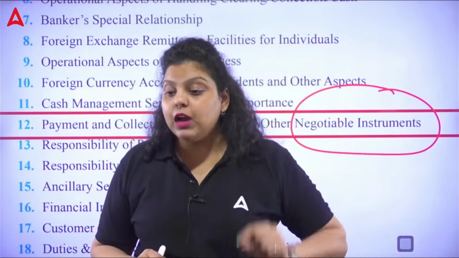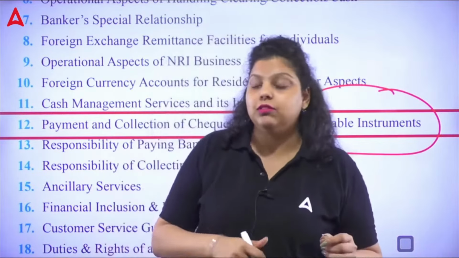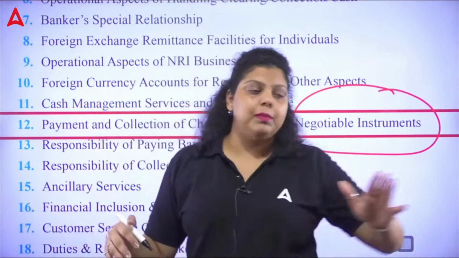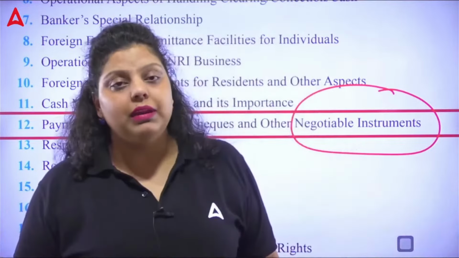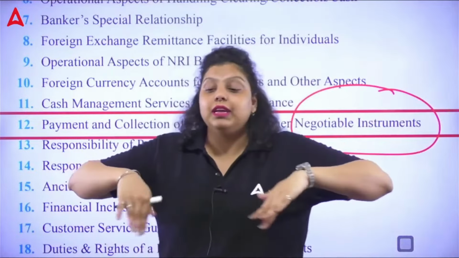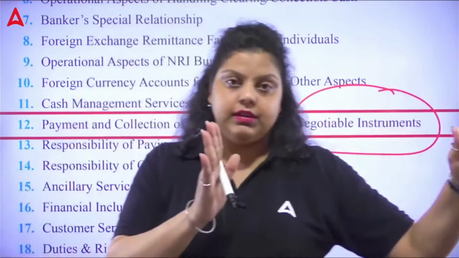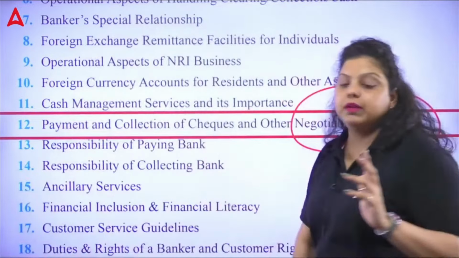Clear? Apart from that, it talks about the check in detail, like what conditions of the check there are, what is CTS, when the bank will be liable, when the bank will not be liable, in whose mistake the payment will be done or not, etc. Everything related to the check, promissory note, and bill of exchange will be covered here. So this is what the negotiable instrument is.